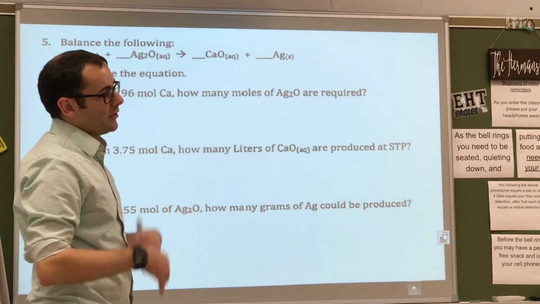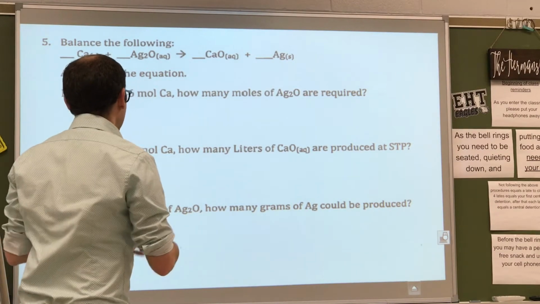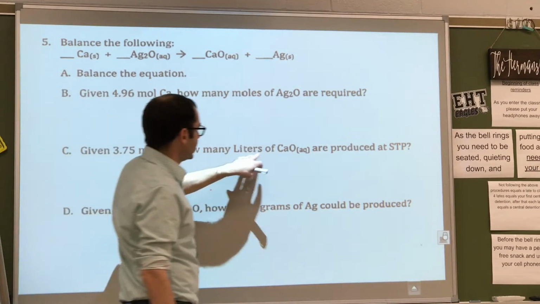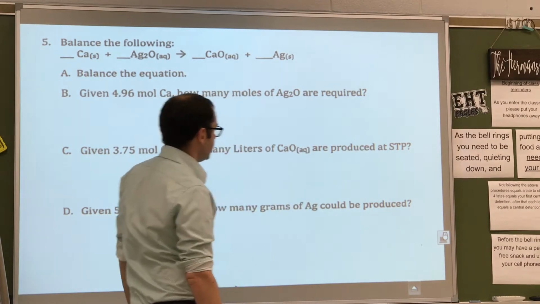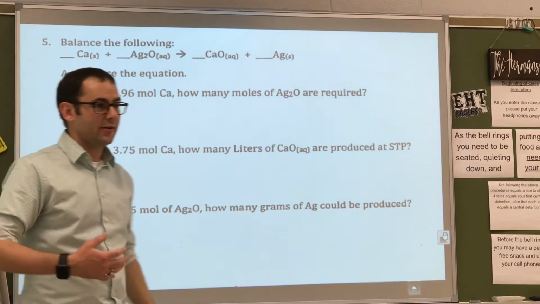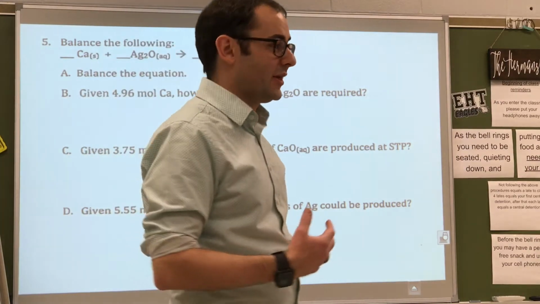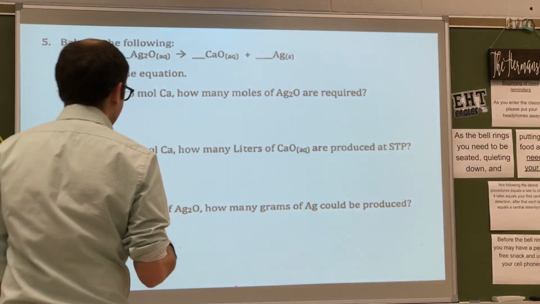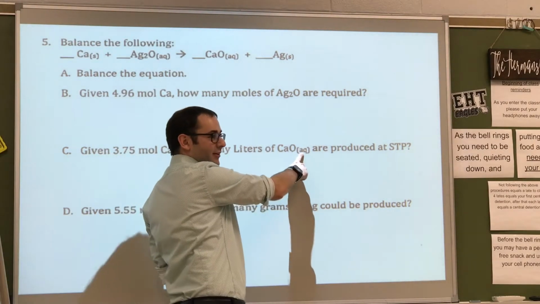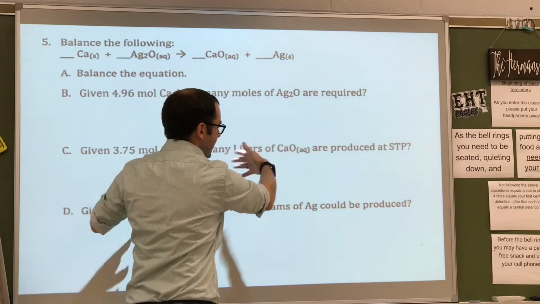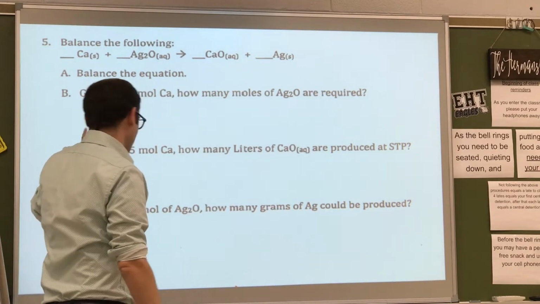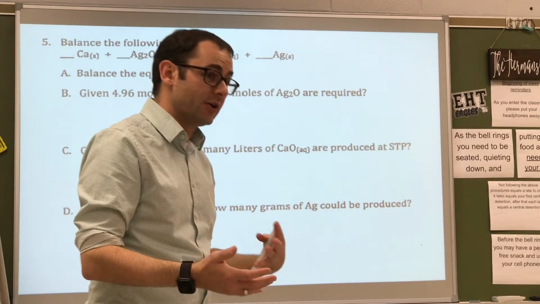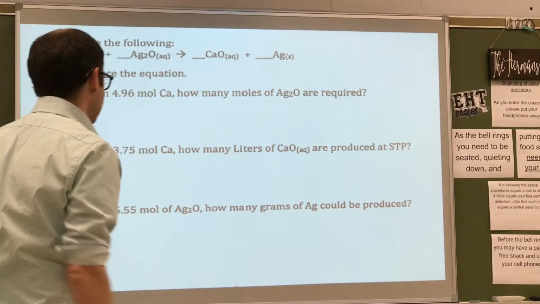previous problems. Now there is one typo in here, which is it says given 3.75 moles of calcium, how many liters of calcium oxide are produced at STP? What's wrong with that? Look at the state of matter. Yeah, is it in liters? No, it's aqueous. So this doesn't make any sense, but just to try out this problem, we'll just keep it the way it is, just so we can do a liters conversion here. But obviously, if you're converting something into liters, it should be a gas, all right?